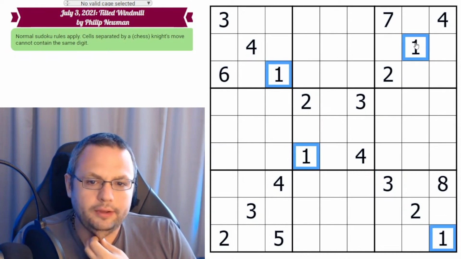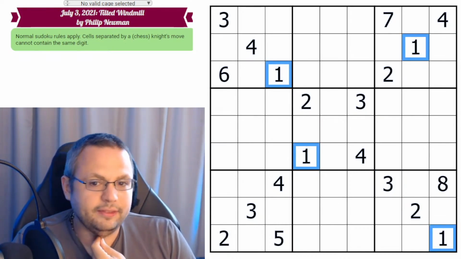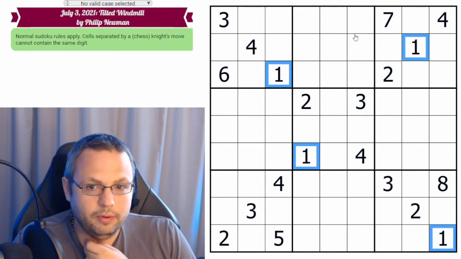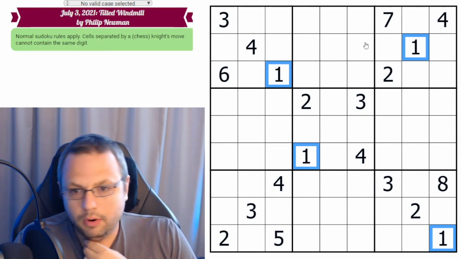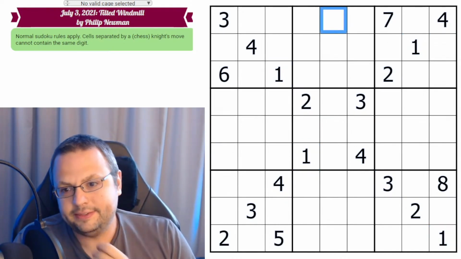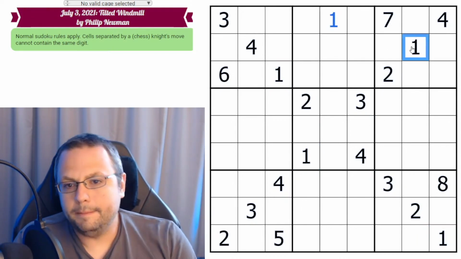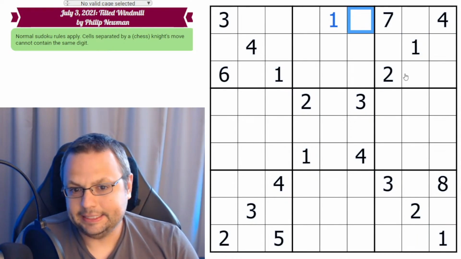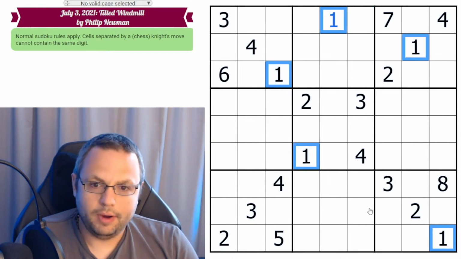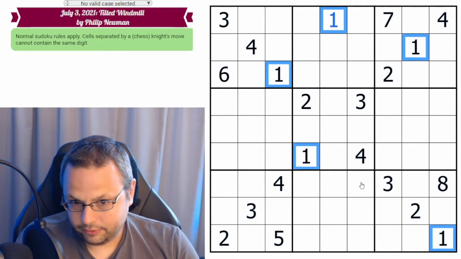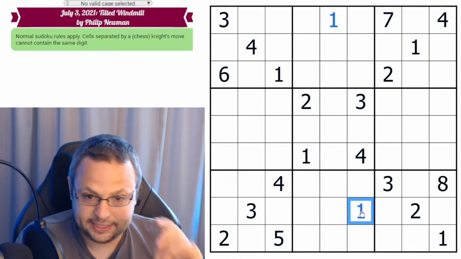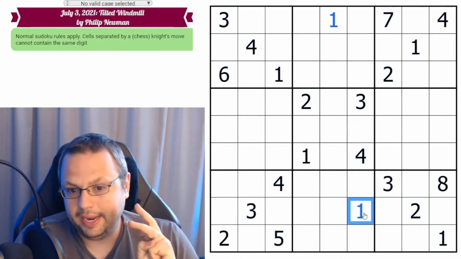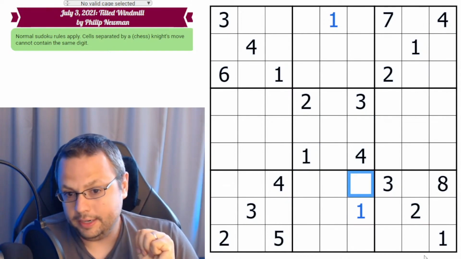Let's start with 1s, because I think this is a useful way to see what's going on. Namely, I can ask, where does 1 go in row 1? It's actually already placed here, because 1 can't go here owing to that 1's anti-knight. And so now I ask about 1s down this column. And so 1 down this column is now placed. It can only go there, owing again to the anti-knight from this 1.